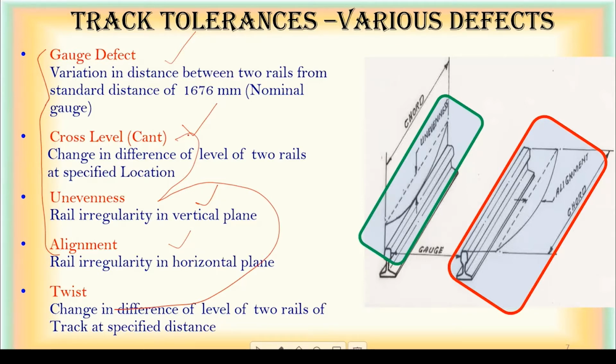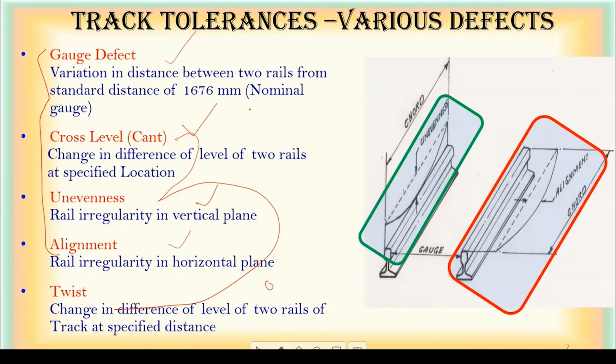Gauge defect is also somewhat related to unevenness, and cross level is also related to unevenness and twist. So these are generally linked but not directly related. Linked with each other, but not such that if cross level is out at two places in the same direction, you will get no twist. So generally, when cross level defects are there, we will get a twist defect also. But it may happen that only a cross level defect is there, or only a gauge defect is there, with no alignment defect. So this may happen.